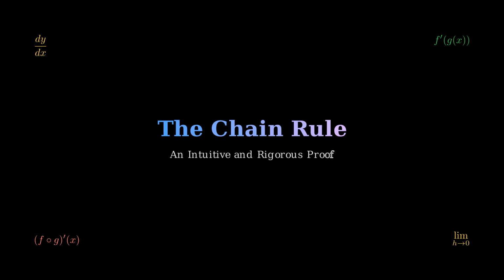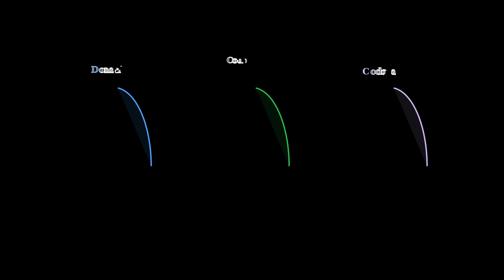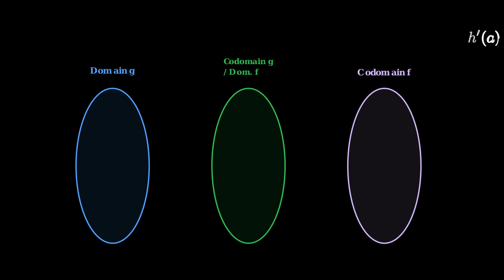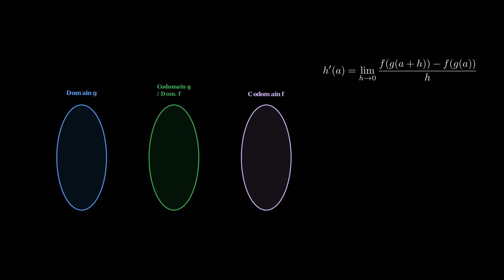Welcome to this proof of the chain rule. Today, we won't just memorize the formula, we will visually understand why the derivative of a composite function is the product of its derivatives. To analyze the derivative of the composite function, h of x equals f of g of x, we start from the formal definition of a limit.